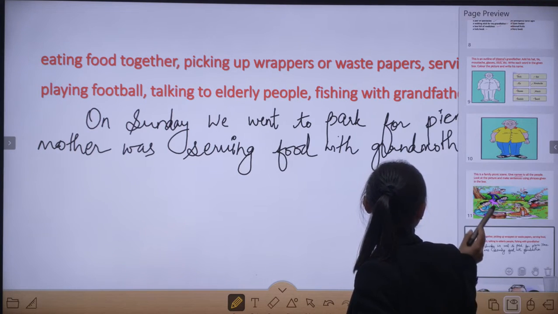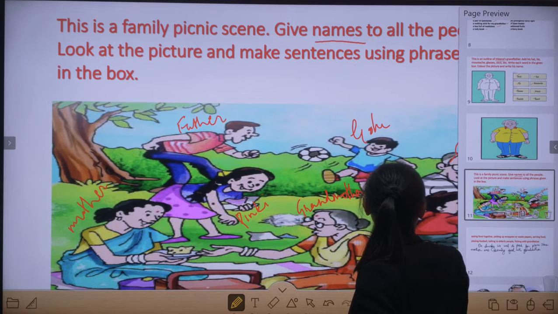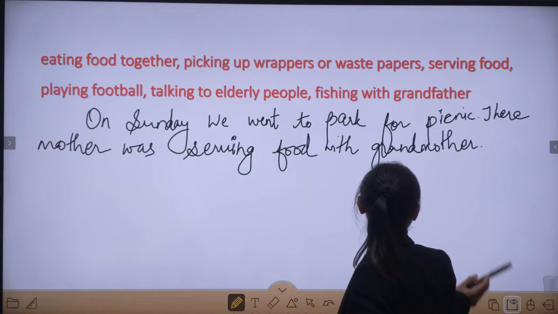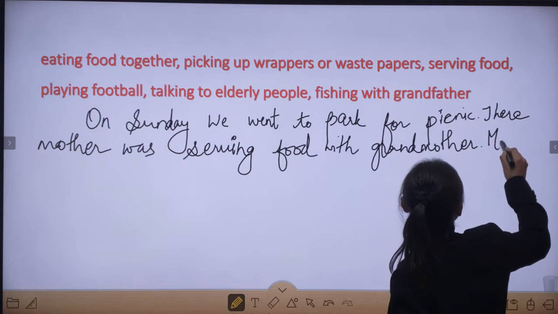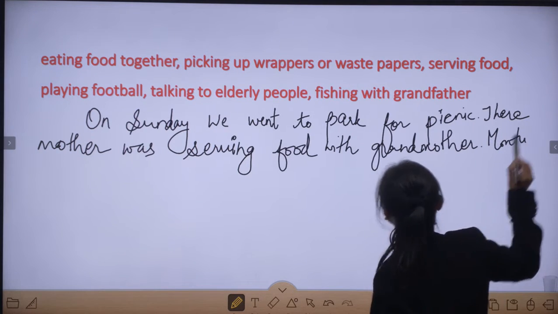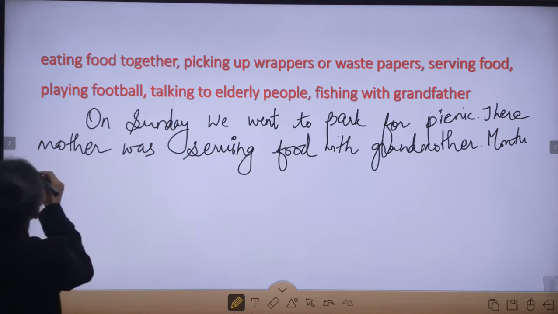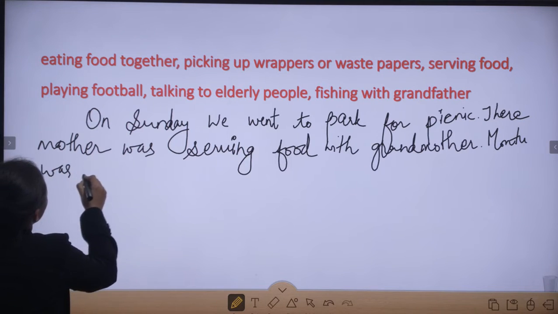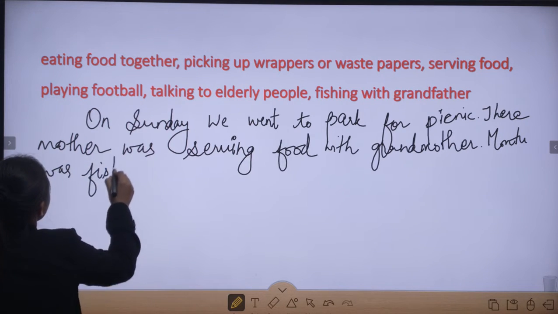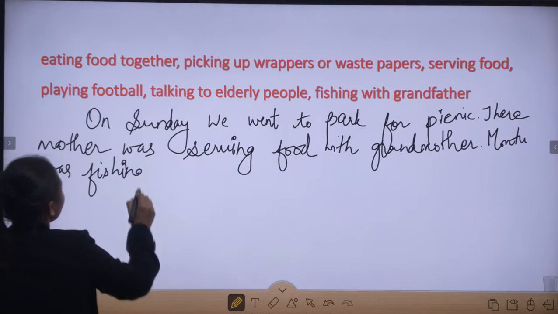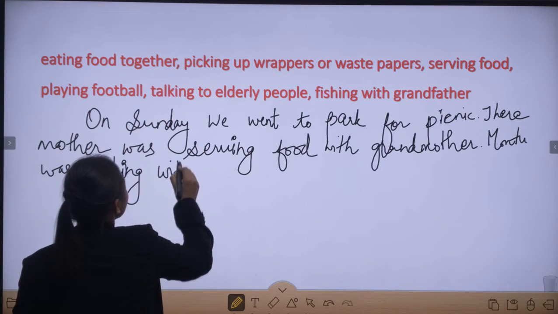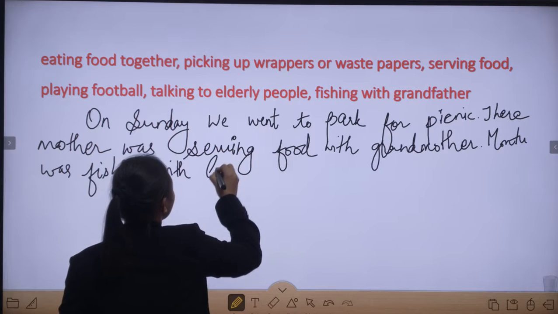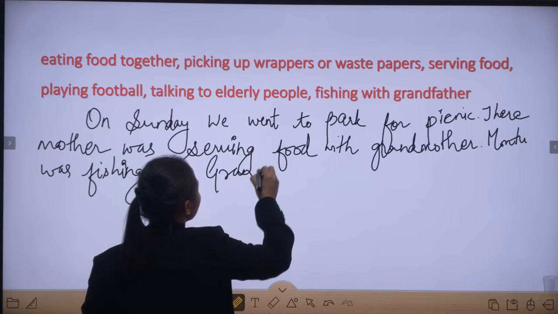Let's see in the picture. And Montu was fishing with grandfather.